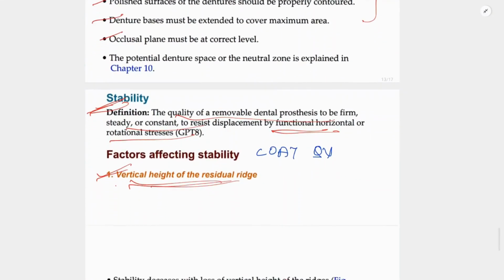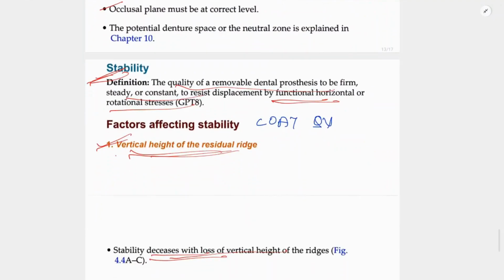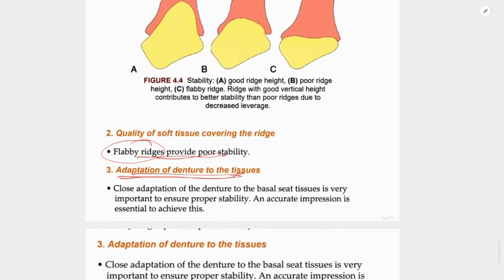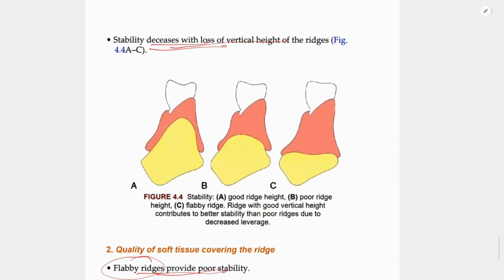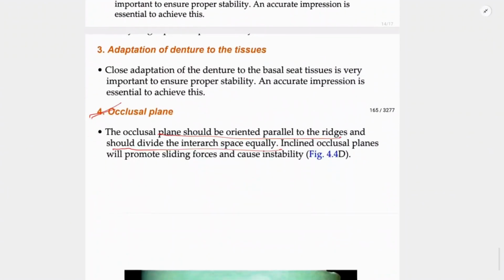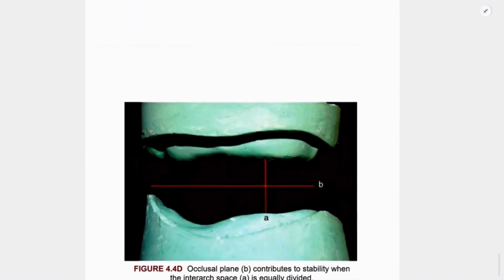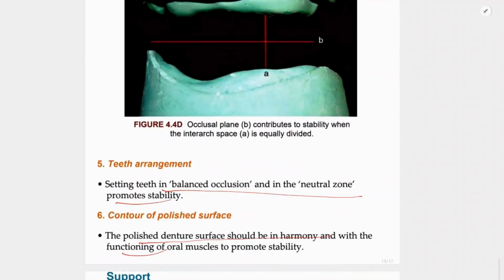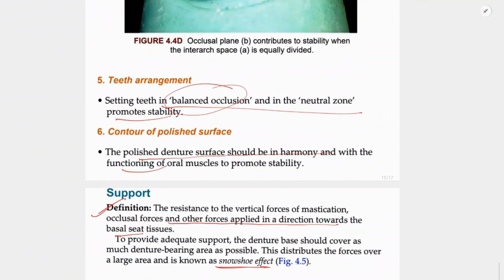Next is the stability. Once again, definition of the stability, factors affecting stability, vertical height of the ridge, quality of the soft tissue is nothing but the flabby ridges. In vertical height of the ridge, you can draw the diagram A and diagram C. Then we move on to the adaptation of denture to the tissues, occlusal plane. Once again, draw a diagram showing equally divided interarch spaces that contributes to the stability. Teeth arrangement, once again, balanced occlusion is your keyword. Contour of the polished surface.